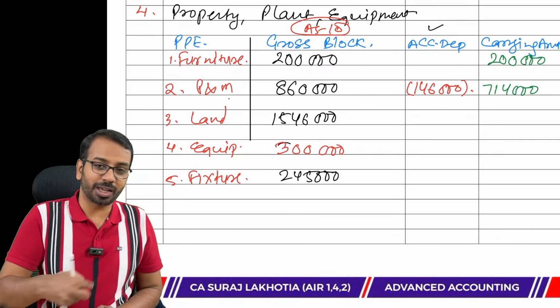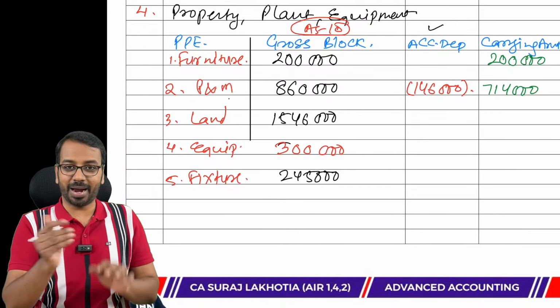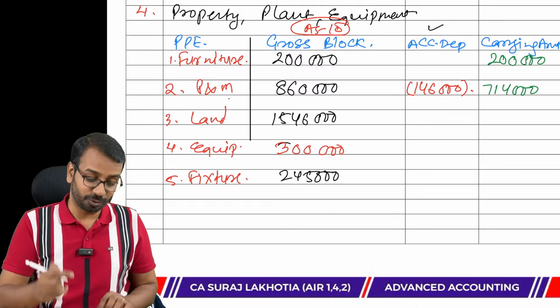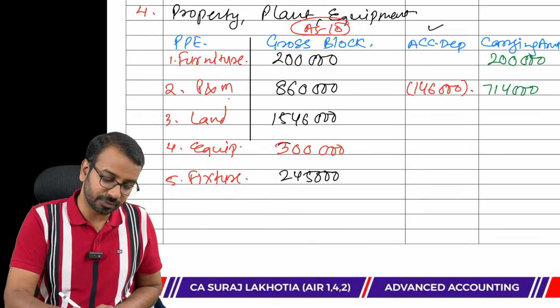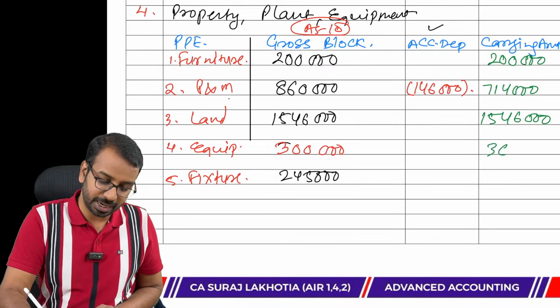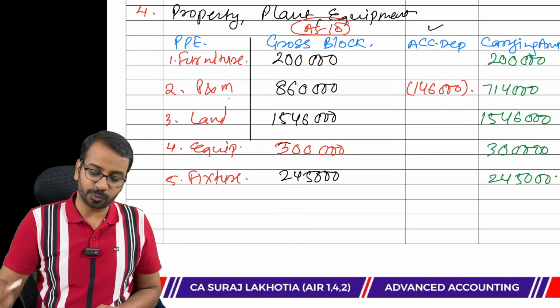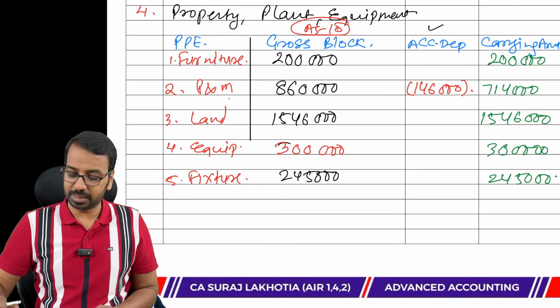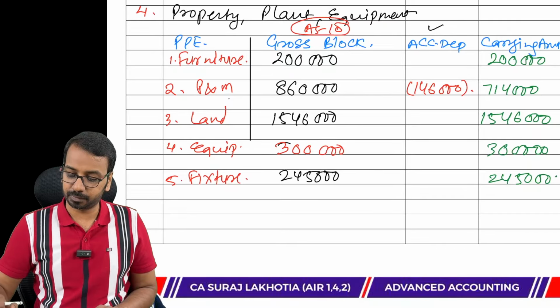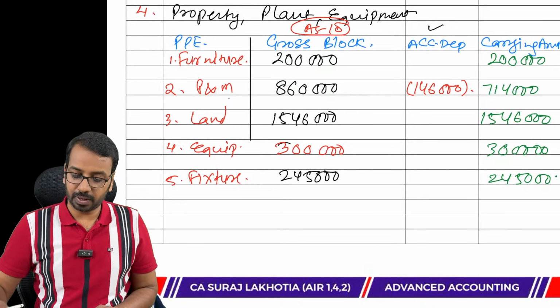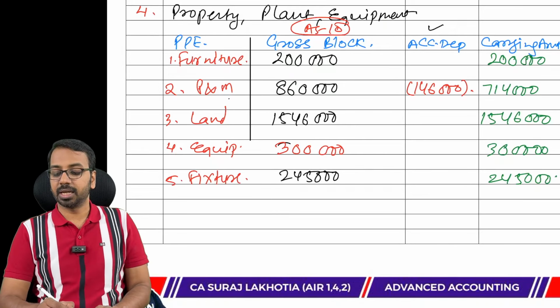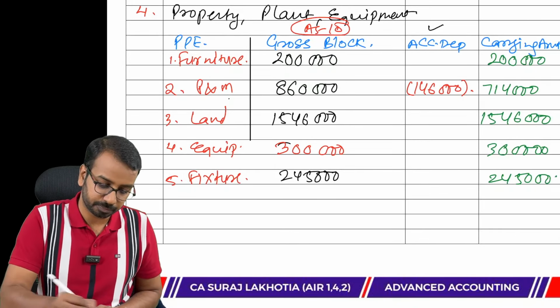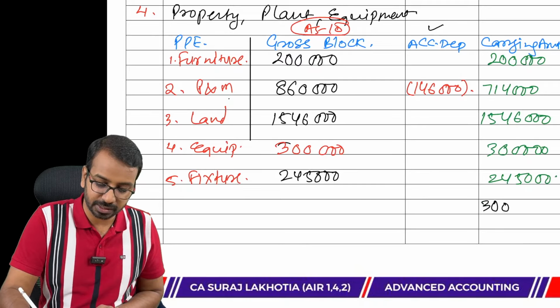So the thing is, when I'm writing, sometimes my mind is not there. My mind is on what I'm trying to communicate to you. So 1546 remains 1546 here. 15 lakhs 46,000. Equipment is 3 lakhs. And fixtures are 2 lakhs 45,000. So 2 lakhs plus 7 lakh 14,000 plus 15 lakh 46,000 plus 5 lakh 45,000, that is 30 lakhs 5,000.